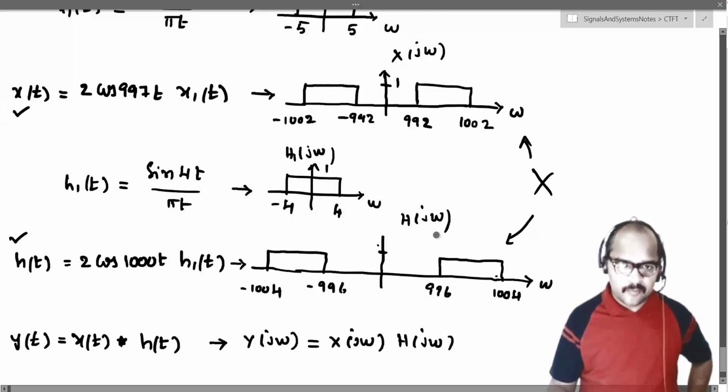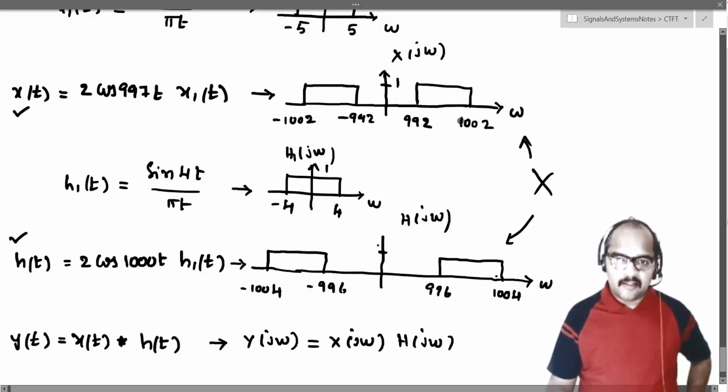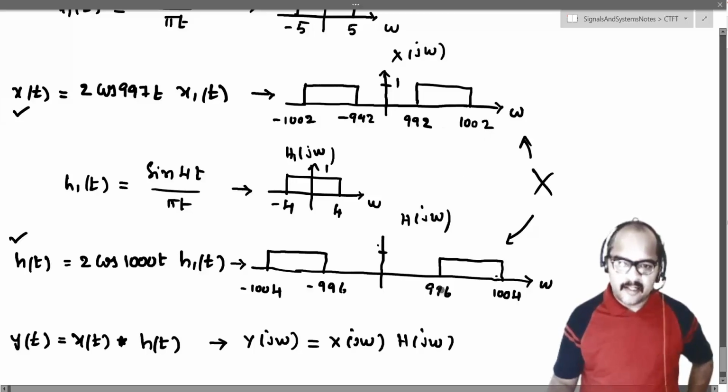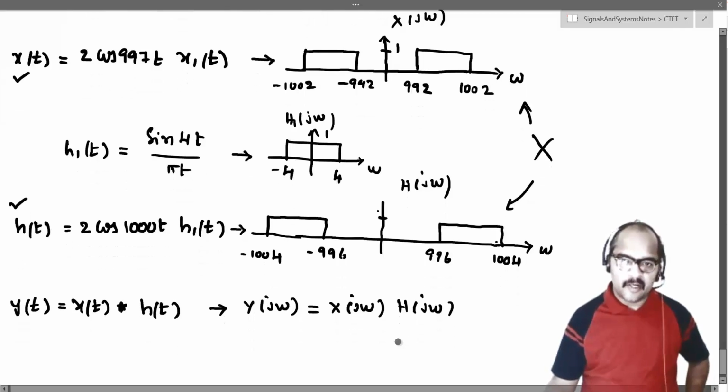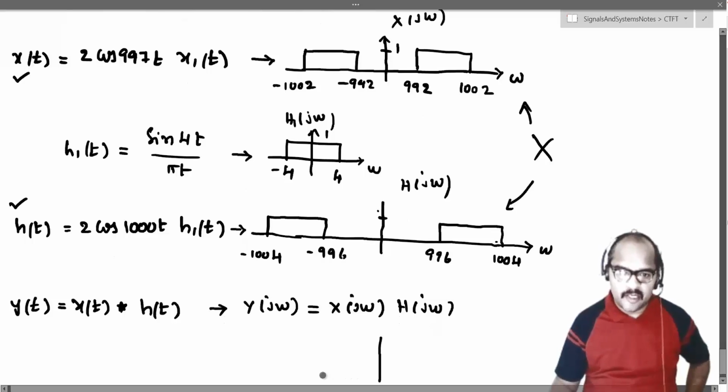If you look at the plots a little bit carefully, on the right hand side, this rectangle exists from 992 to 1002, and this rectangle exists from 996 to 1004. After multiplication, the product exists from 996 to 1002. Okay, so let us plot our y of j omega.